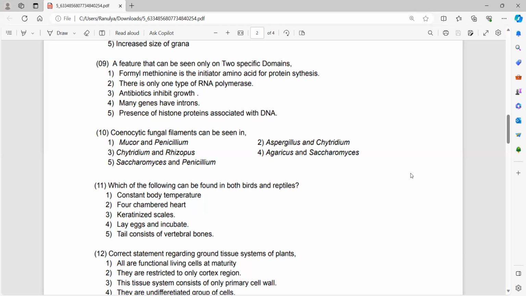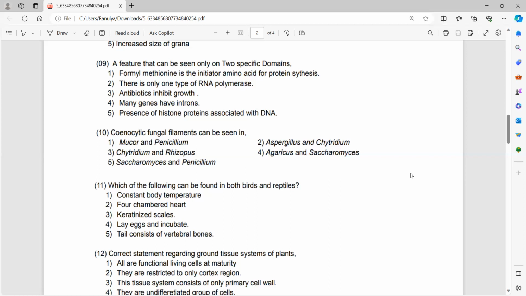Then question number 10, coenocytic fungal filaments can be seen in. Fungi that lack septa are called coenocytic fungi. So coenocytic fungal filaments are found in Chytridiomycota and Zygomycota. So Chytridium and Rhizopus have coenocytic fungal filaments. Answer number 3.